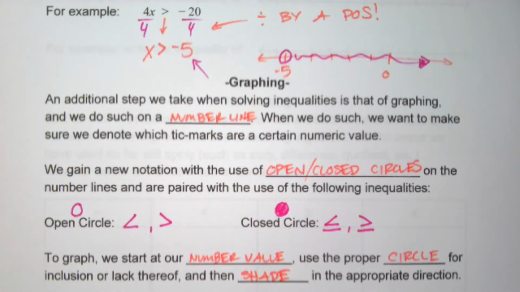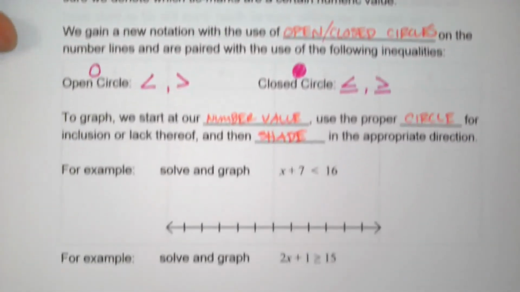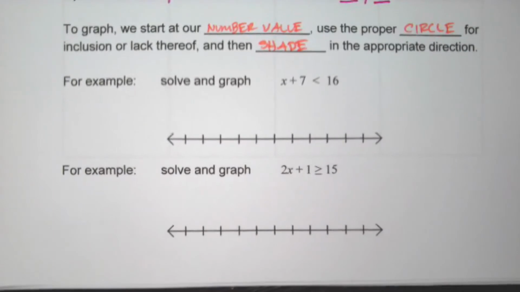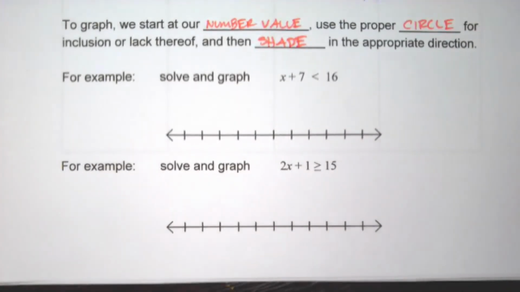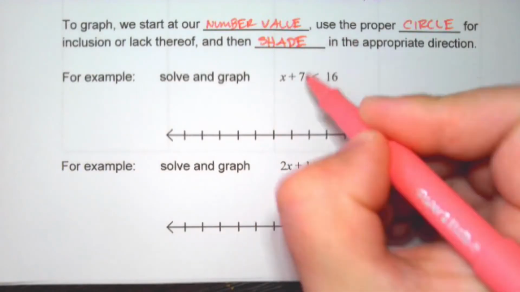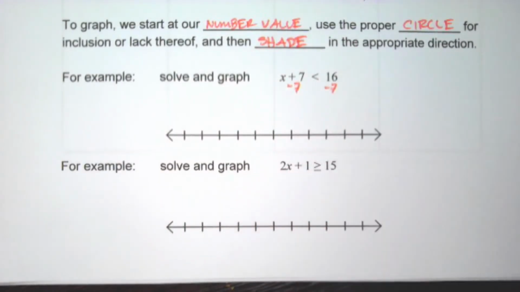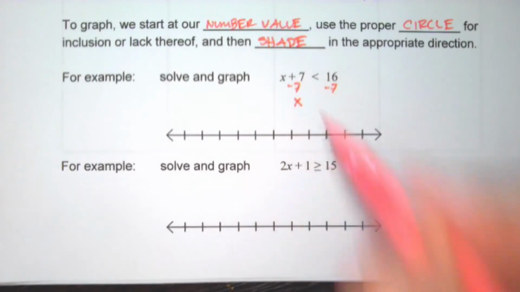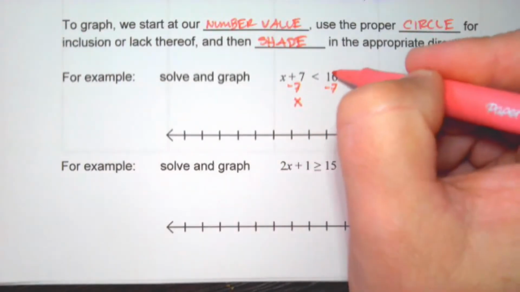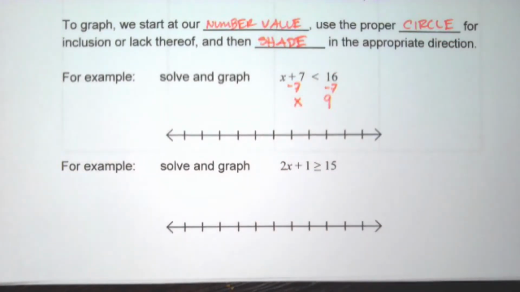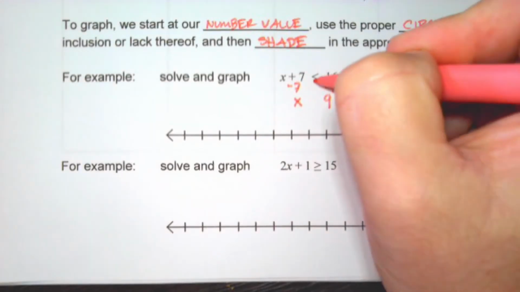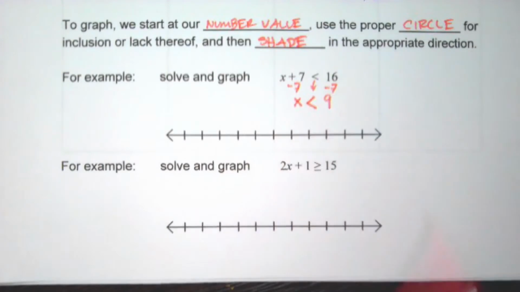So let's see this start to finish with 2 new examples. Again, first we need to solve them. So for our first, we're going to subtract 7 on both sides. We get the x by itself. 16 minus 7 is 9. No multiplication or division, so we don't even need to worry about changing the direction. So we're going to have all the x values less than 9.